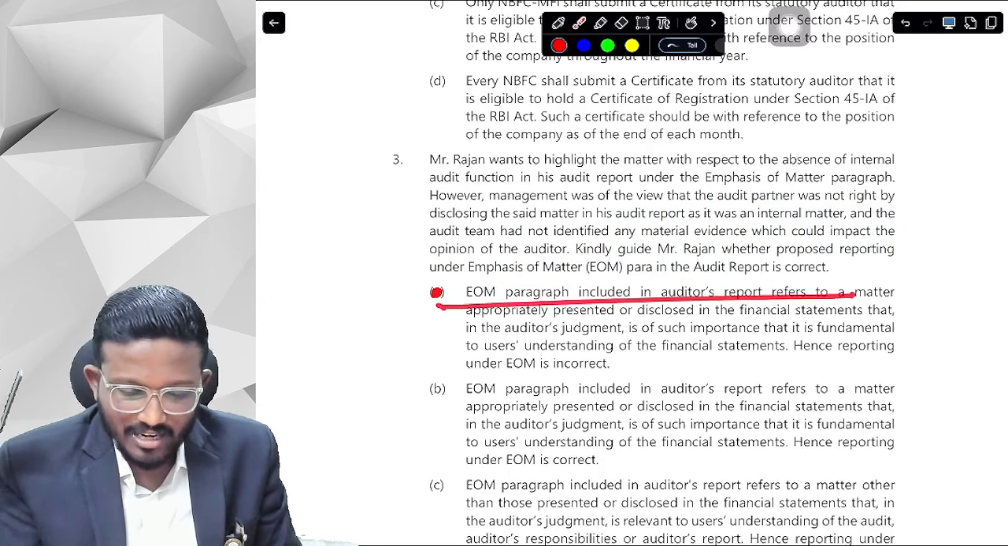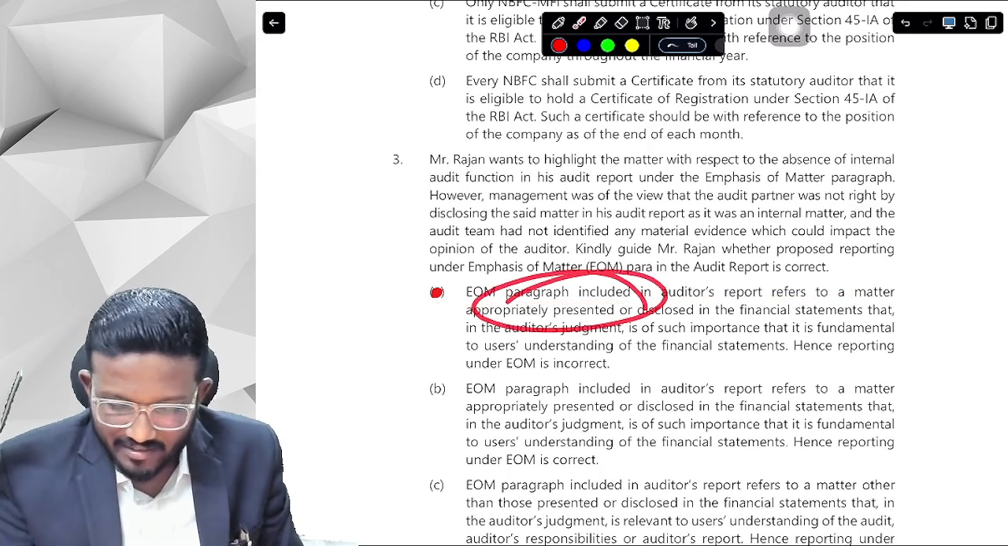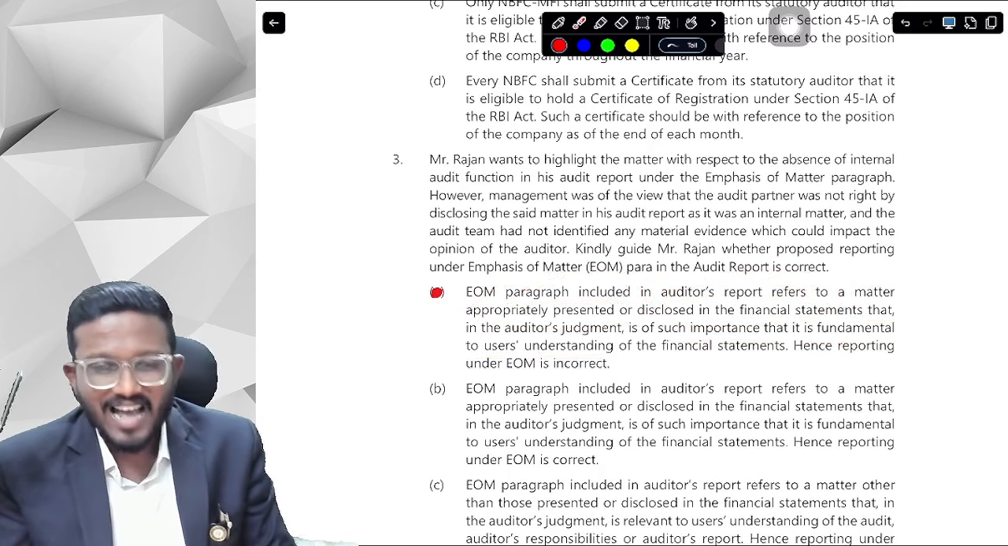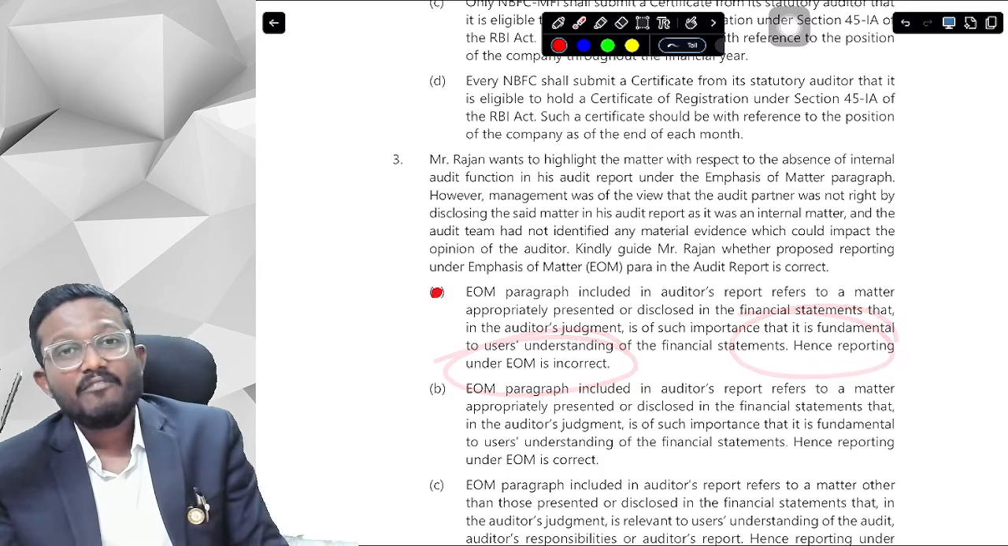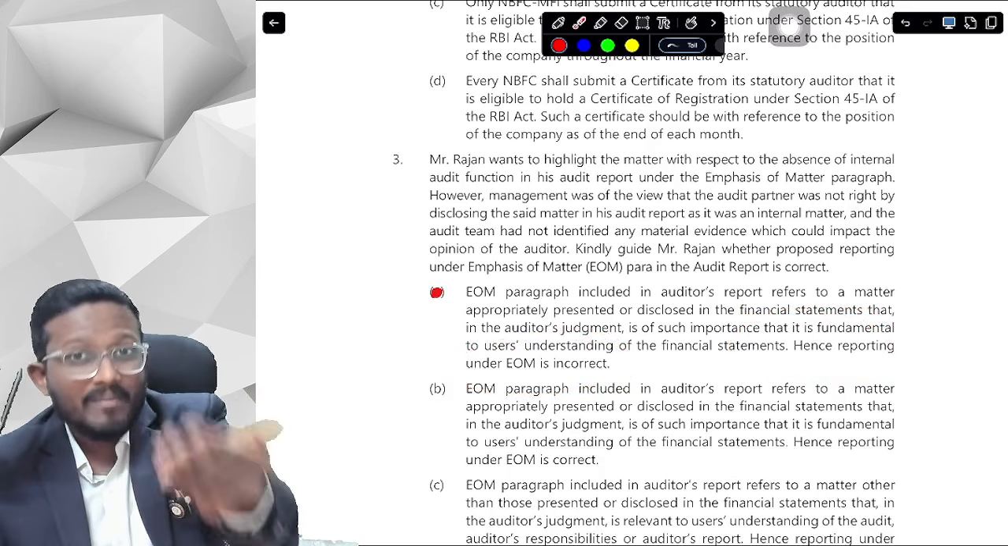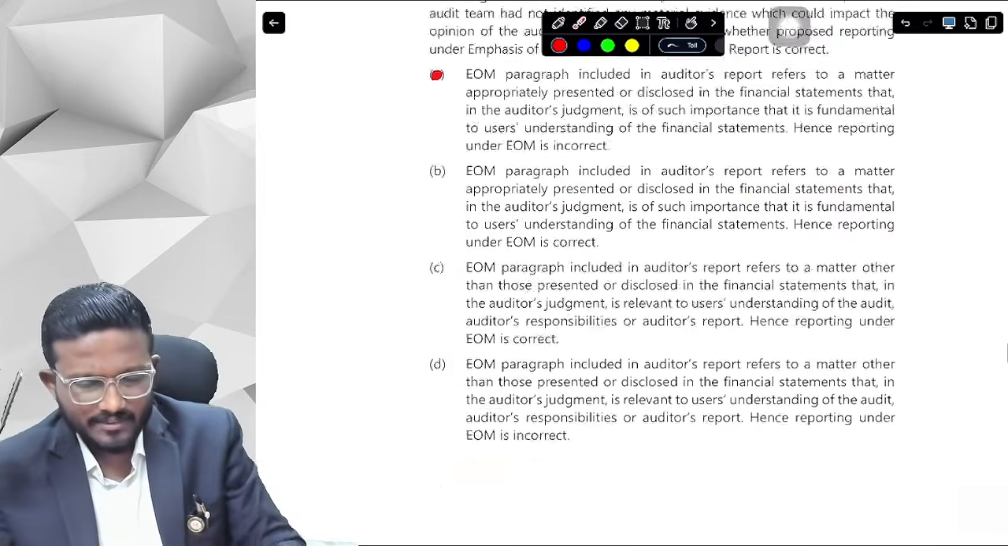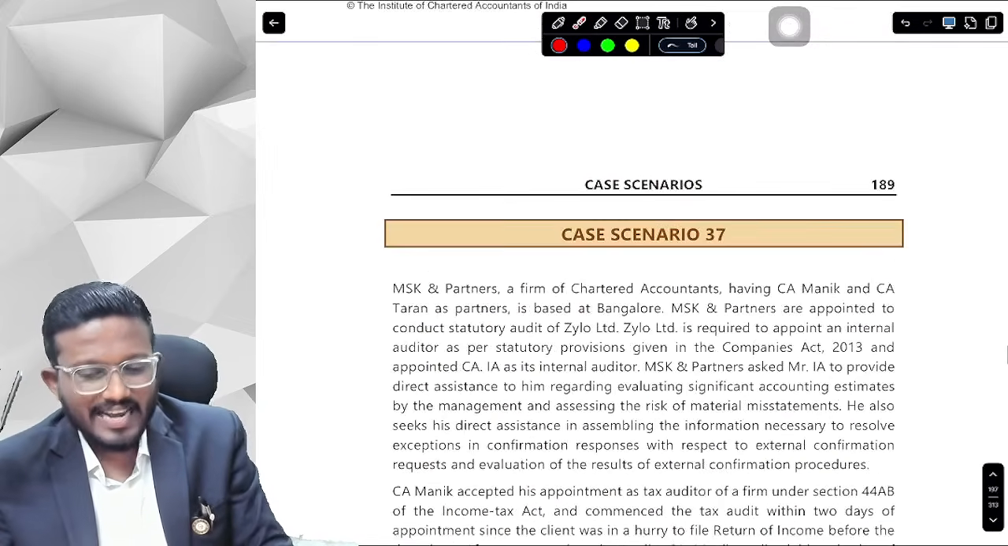No sir, EOM refers to those matters that are presented or disclosed in the financial statements that are of importance to users' understanding of the financial statements. Hence reporting under EOM is incorrect. We are not saying that reporting under OM is correct, but we are saying that reporting under EOM is incorrect. Okay, yes sir. This was your case scenario number 36.